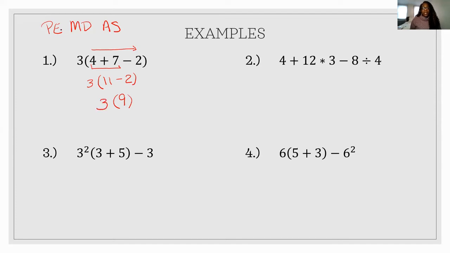So now that we took care of everything inside the parentheses, that's done. We don't have any exponents. That's done. Now we're going to see, do I multiply or do I divide? So I have 3 with a parenthesis of 9. If there's not a plus or minus sign in between, you're multiplying. So now I got 3 times 9, which gives me 27.